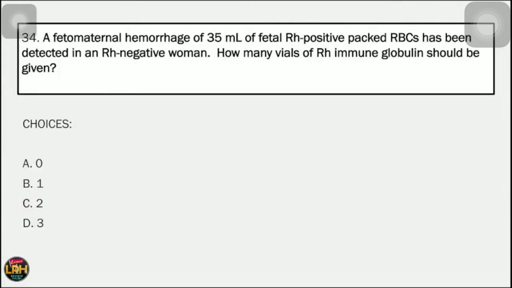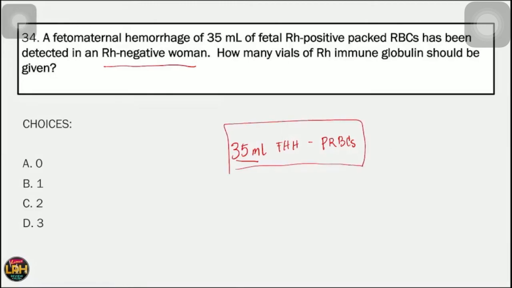For number 34, a feto-maternal hemorrhage of 35 ml of fetal Rh-positive packed red blood cells has been detected in an Rh-negative woman. How many vials of Rh immune globulin should be given? So we have here a value of 35 ml of FMH, which is the packed red blood cells detected in the Rh-negative woman. So, how are we going to compute the dose of RHIG? We are talking about packed red blood cells.